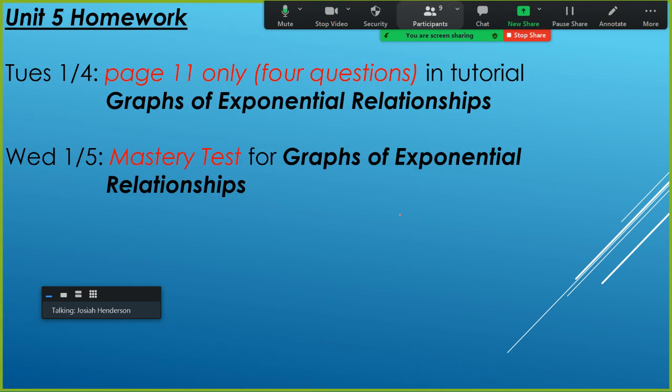Here is the homework from yesterday and for today. So we have covered everything from that first lesson. Yesterday's homework, and this is still required for everybody, page 11 from the first tutorial. Only page 11. Do page 11 and then hit submit so I can see your work. 4 questions only. And then for today, the mastery test for graphs of exponential relationships. So we should have both of those done. 4 questions on page 11 and the mastery test.